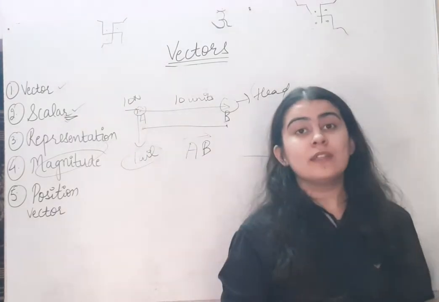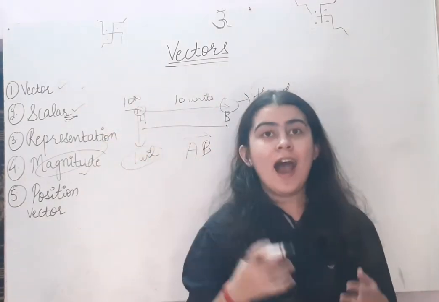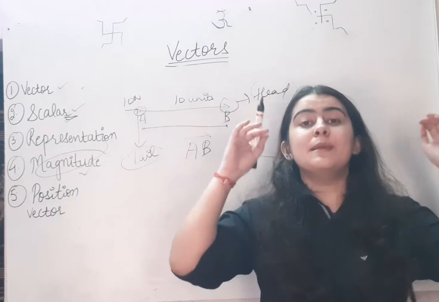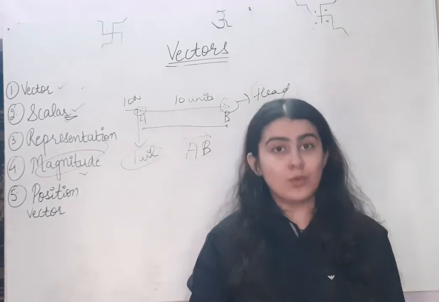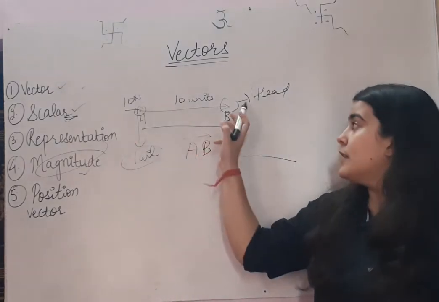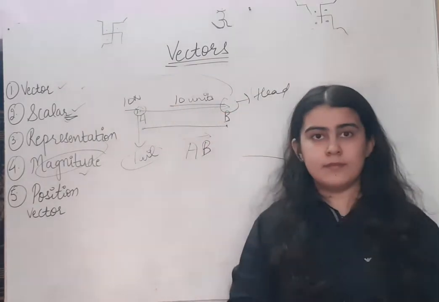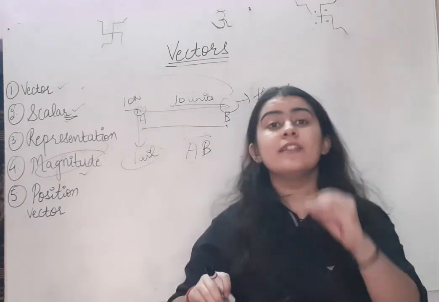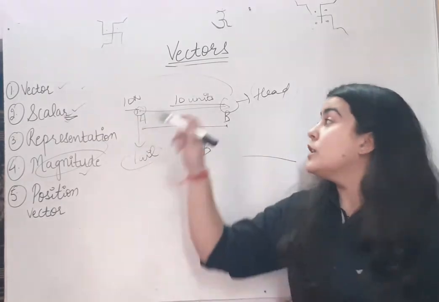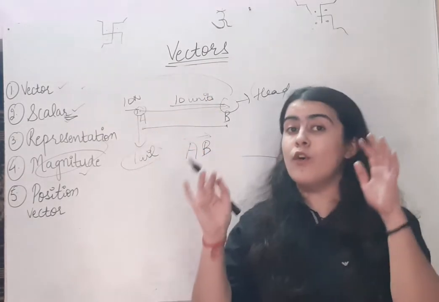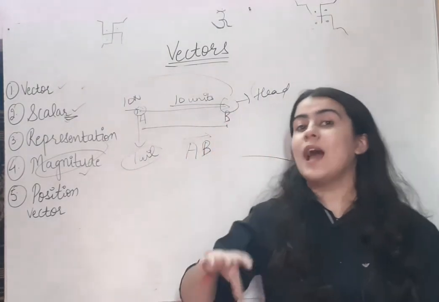Okay, so that was about the scalar quantity only. Now the magnitude of a vector quantity. How do we calculate the magnitude of a vector quantity, or what is basically the magnitude of a vector quantity? This is the vector and 10 units is the length of the vector. So this 10 units was the length of this vector AB. So this 10 units is the magnitude of the vector. The length, the measure of this vector is known as the magnitude.